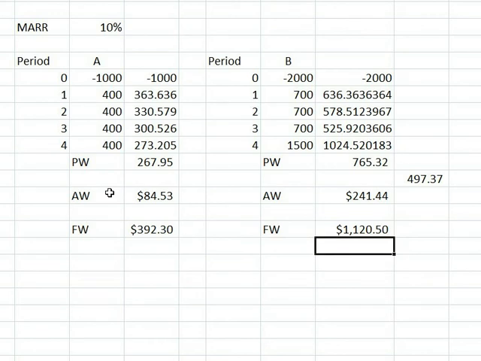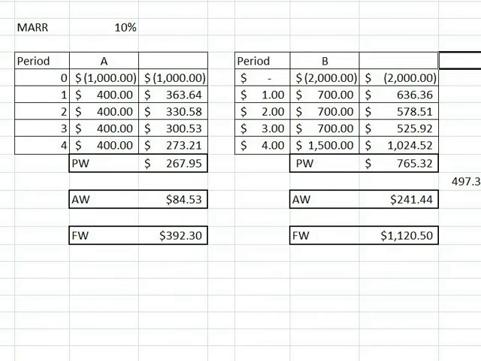Now, if you compare the ratio of these quantities for project B with respect to project A, the present worth 765 divided by 267 is 2.86, the annual worth 241 divided by 84 is 2.86, and the future worth 1,120 divided by 392 is 2.86. So these three methods are consistent with each other in deciding which project is best. Clearly, in this case, project B is the best alternative.